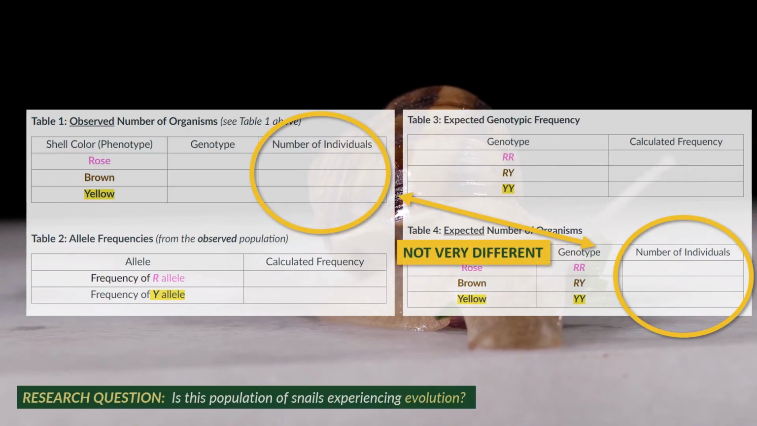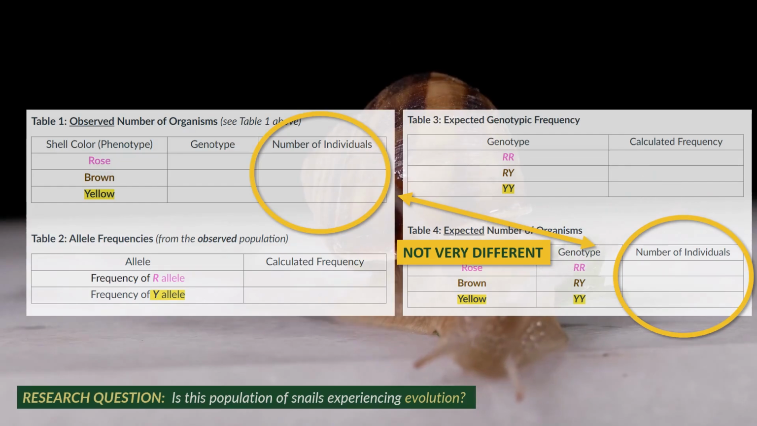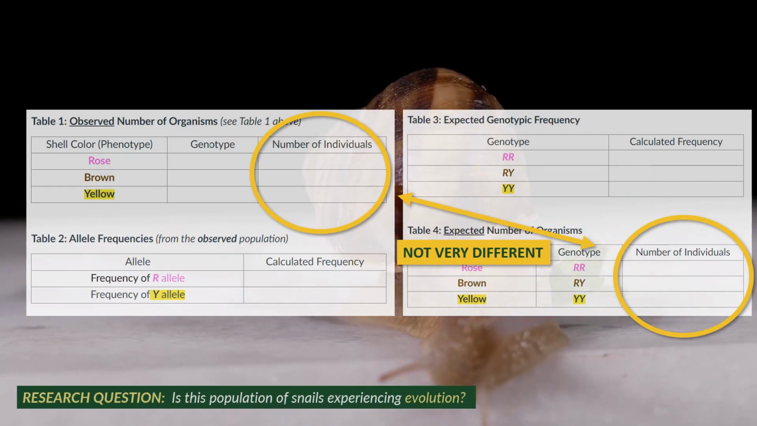If they are not statistically different from one another, meaning they are similar enough that we can mathematically say they're actually pretty close to one another, that means that they probably are not undergoing evolution. The population that you're looking at is probably at equilibrium because it's pretty darn similar to those expected numbers that we would expect to see if the population were at equilibrium. Make sense? Okay.